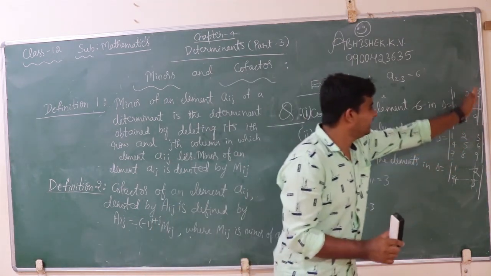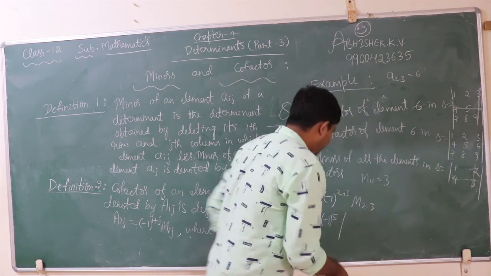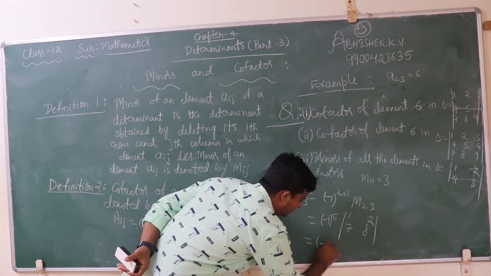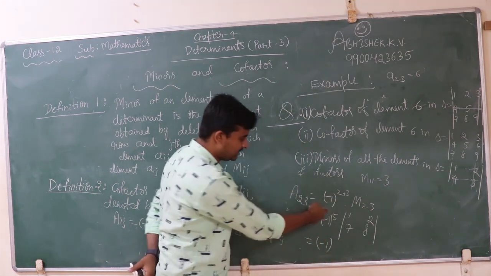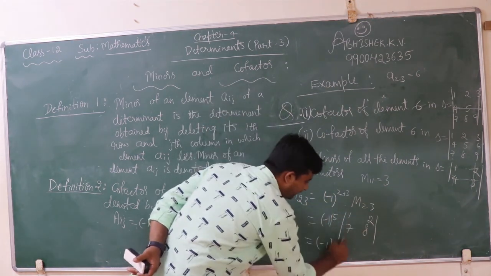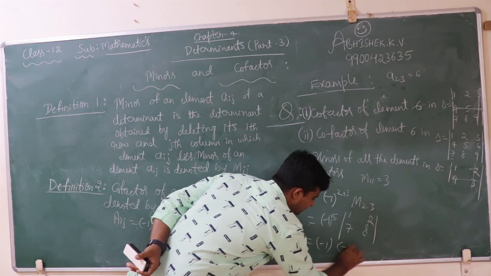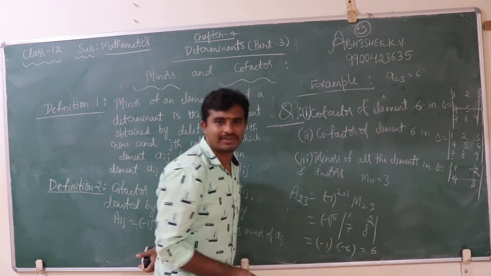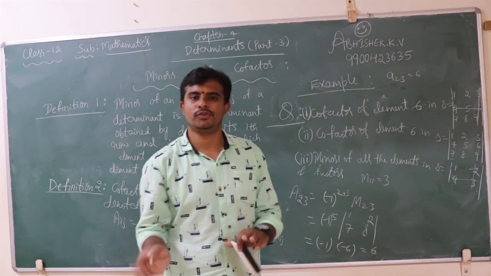Just by deleting the corresponding row and column, we are left with 1, 2, 7, 8. This is equal to minus 1 to the power of 5, which is minus 1 since it is odd, times 8 minus 14, which is minus 6. So this equals plus 6.